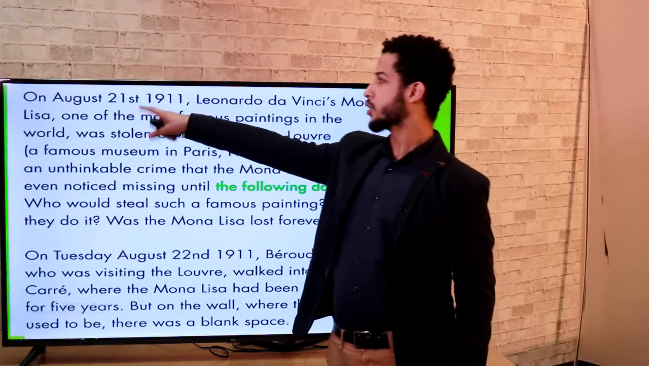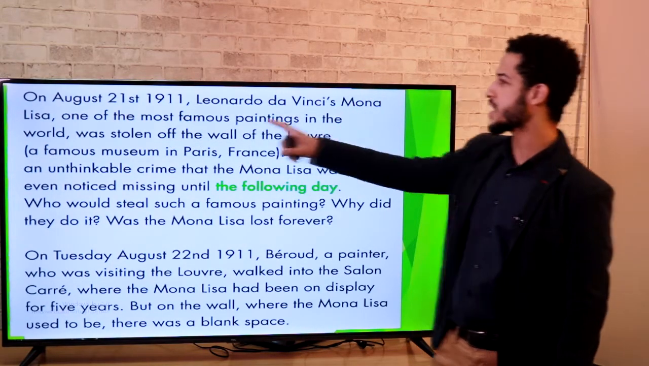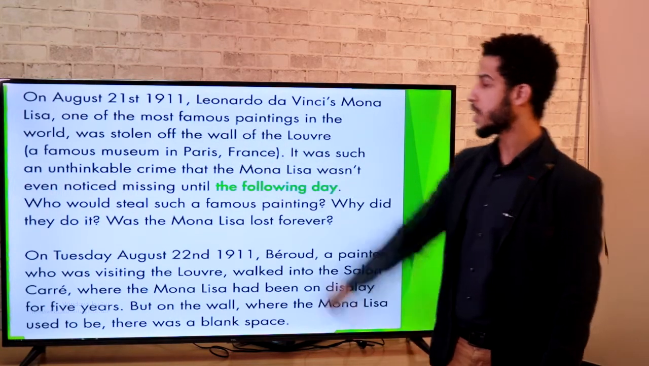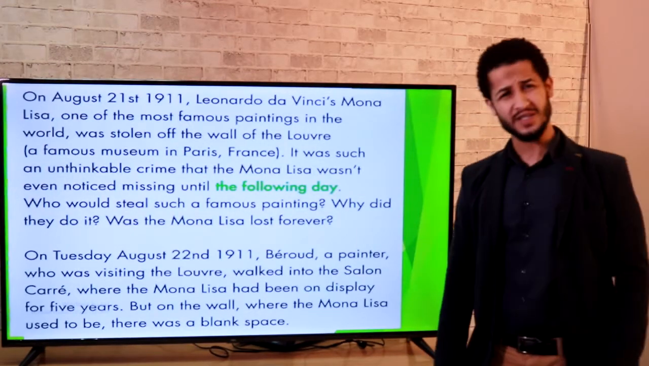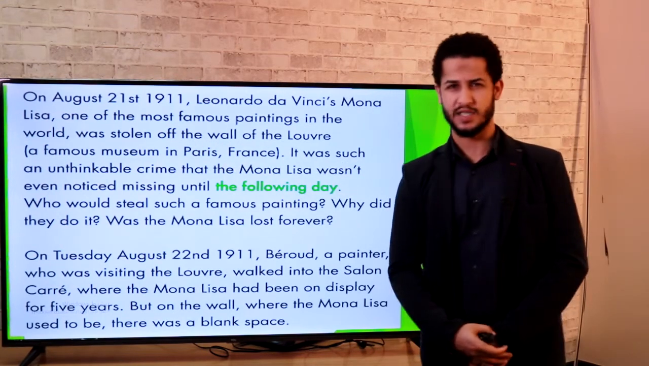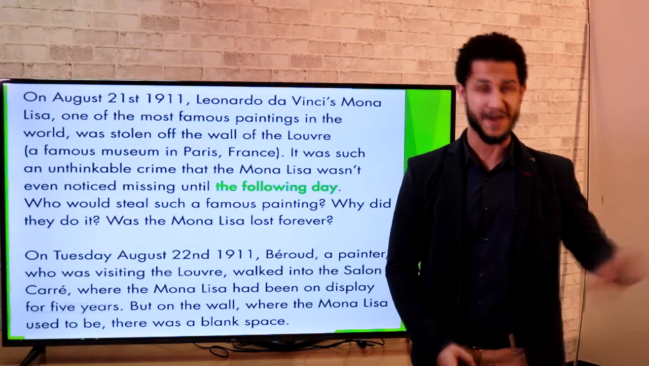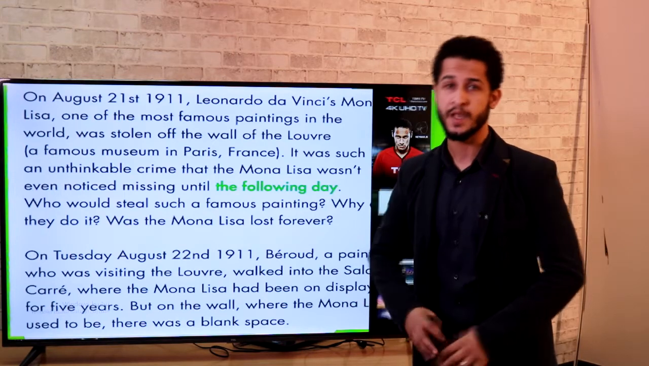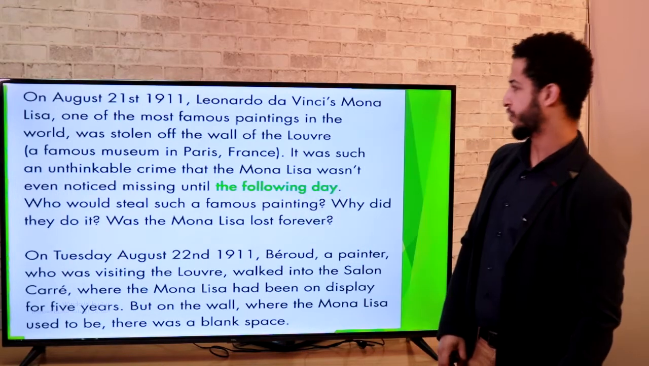On August 21st, 1911, Leonardo da Vinci's Mona Lisa, one of the most famous paintings in the world, was stolen off the wall of the Louvre. What's the Louvre? A famous museum in Paris, France, okay? What's the Mona Lisa? It's one of the most famous paintings in the world. What happened to it? It was stolen from the Louvre, okay?